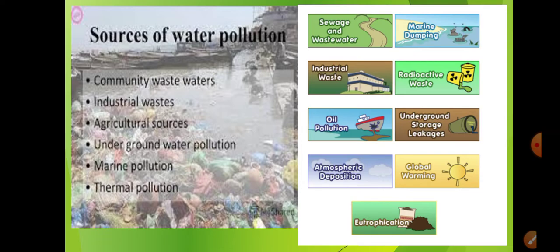Underground storage leakages, so this happens in cases of our household tunnels and all. In our cases it is not very prevalent, but in much more advanced cities you see that they have underground storage and all. Even the tunnels are there through which the wastewater of our households flows.